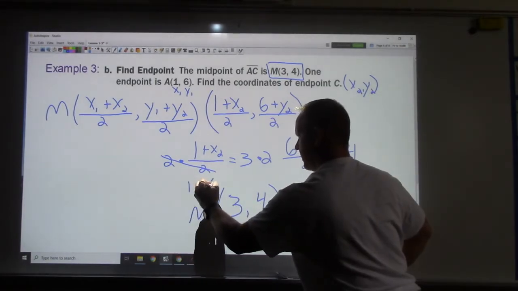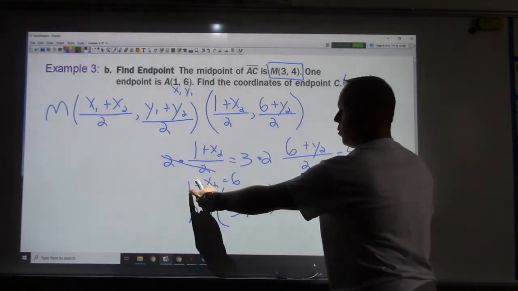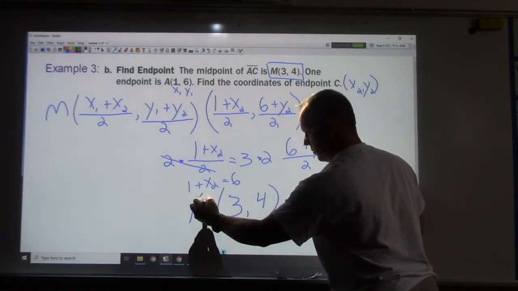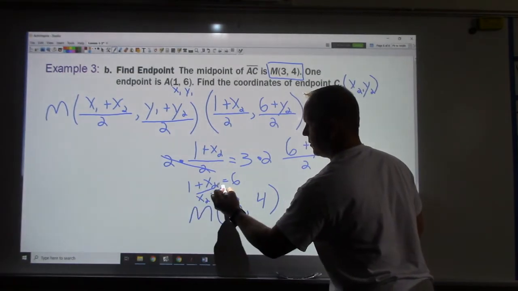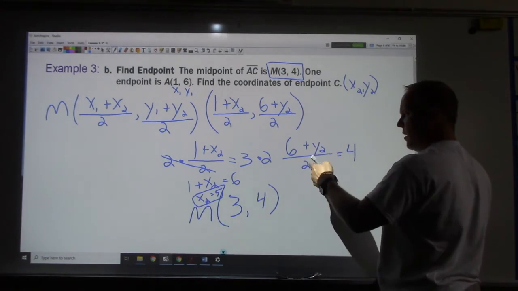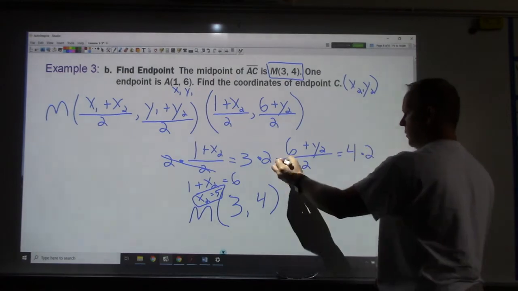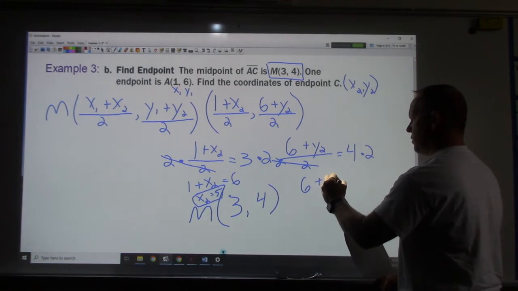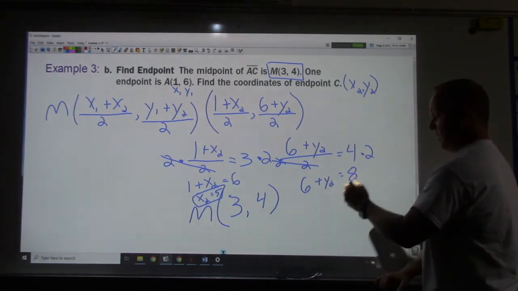1 plus x2 equals 6. 1 plus what gives you 6? Here I need to get myself enough room. X sub 2 equals 5. Same process over here. To get rid of this divide by 2, I'm going to multiply both sides by 2. 6 plus y2 should give me an 8. 6 plus what is 8?